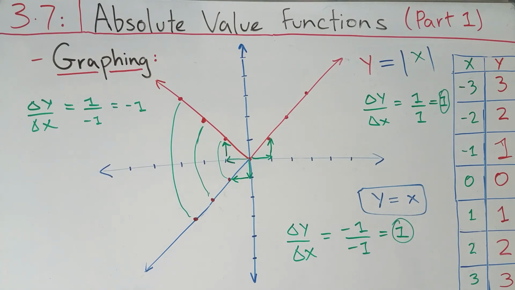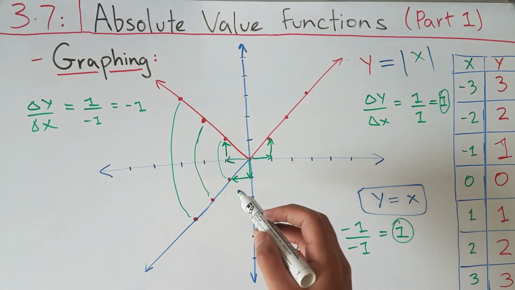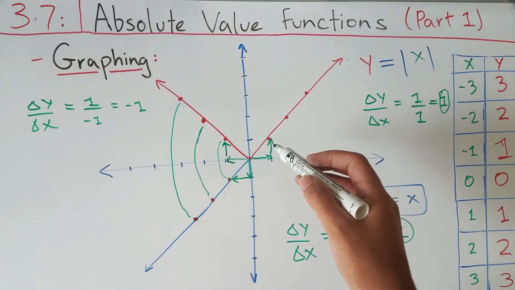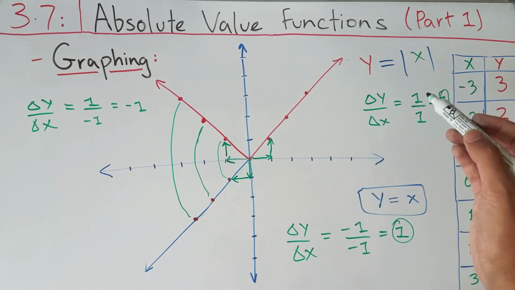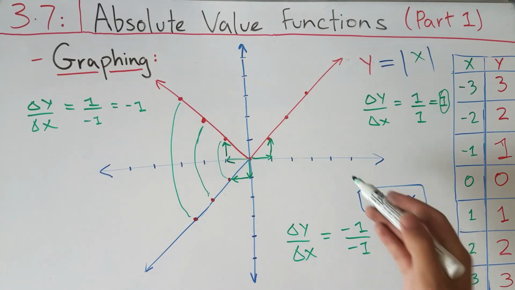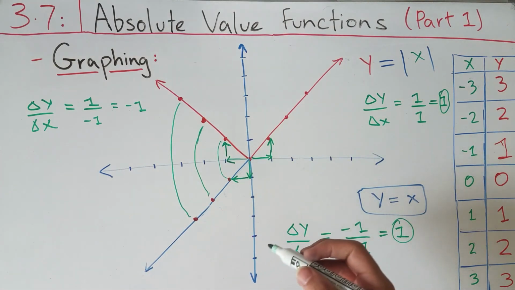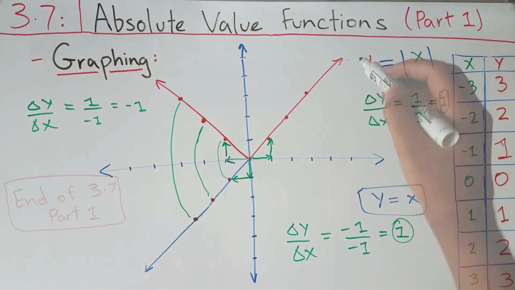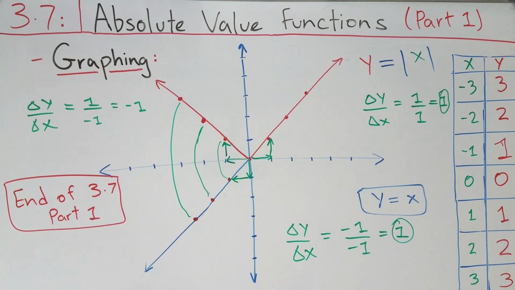And we can see that the slope behind the y-axis for the parent function y equals x is the same as the slope after the y-axis for the parent function y equals the absolute value of x. And this also tells us that the parent function y equals x has the same slope for all x values, unlike the parent function y equals the absolute value of x. And this is it for section 3.7 part 1.